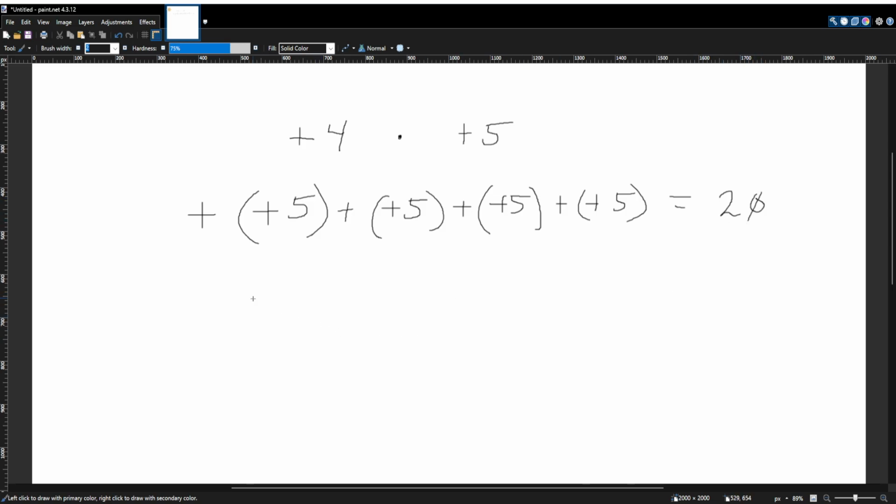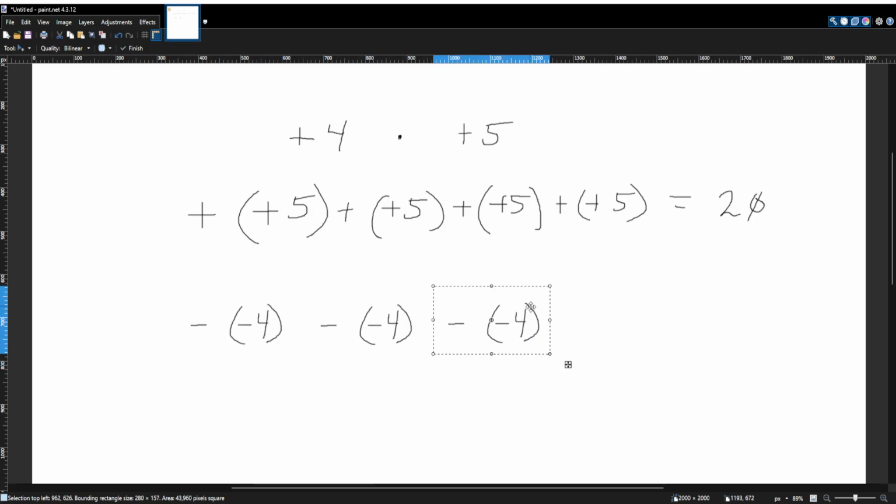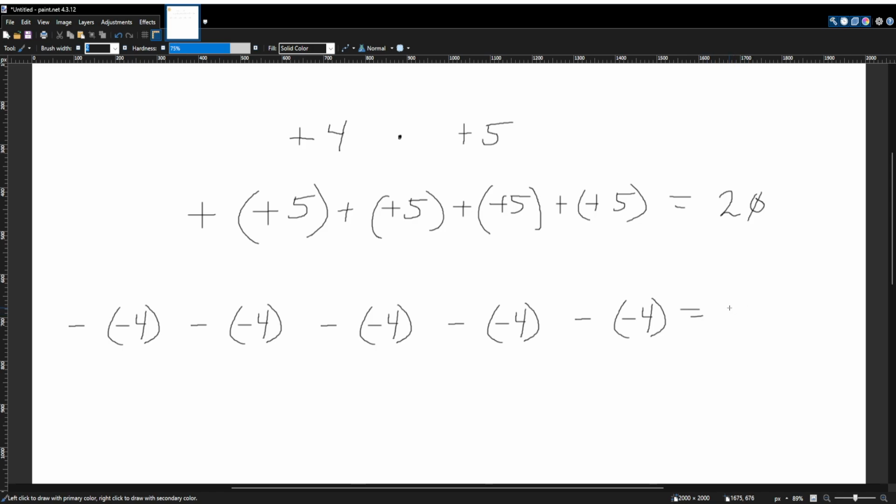And this would be the exact same thing if I thought about it this way with negative 4 5 times. So we would just simply copy this so that there are 5 of them. And this is going to give us the same positive 20 because all of these negative negatives are going to cancel each other out to become positives.